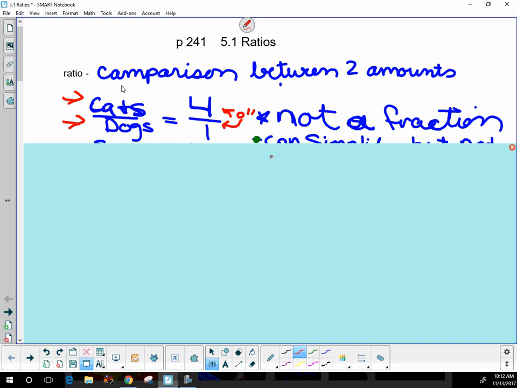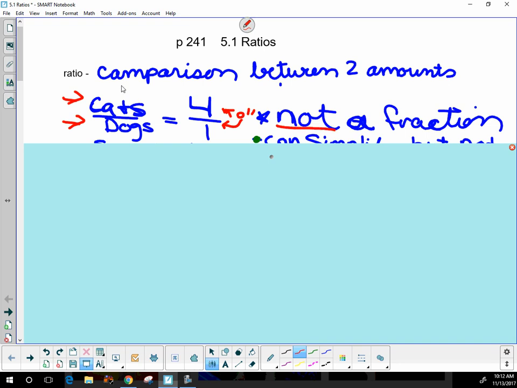We're going to find out two other ways to write a ratio, but we're going to focus mainly on fraction form. It's set up mathematically for us to work with it. Now, it looks similar to a fraction. It is not. That's really important to know.